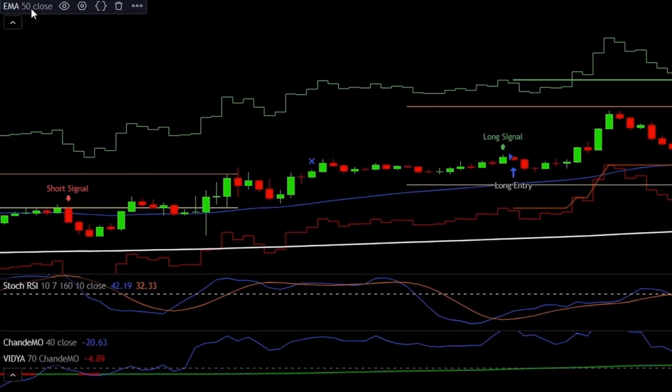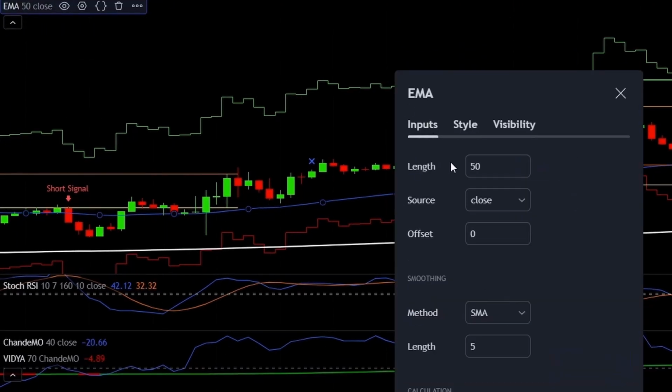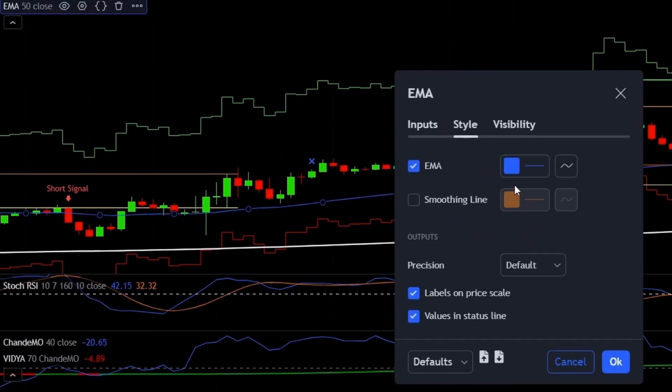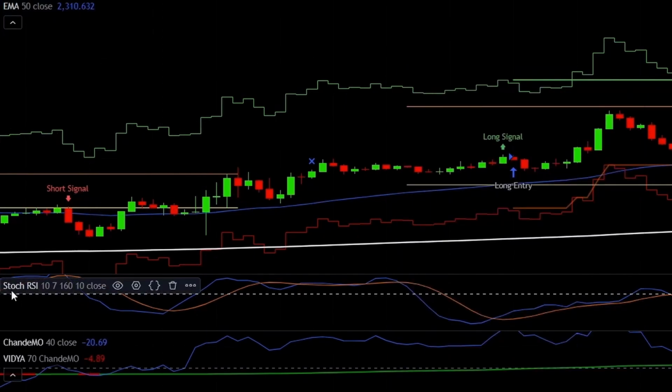The next one is our target price limiter, which is the 50 length EMA. So make sure its length is set to 50, and you can color it however you like. I left it blue. Now moving on to our main entry signal indicator, which is the stochastic RSI.